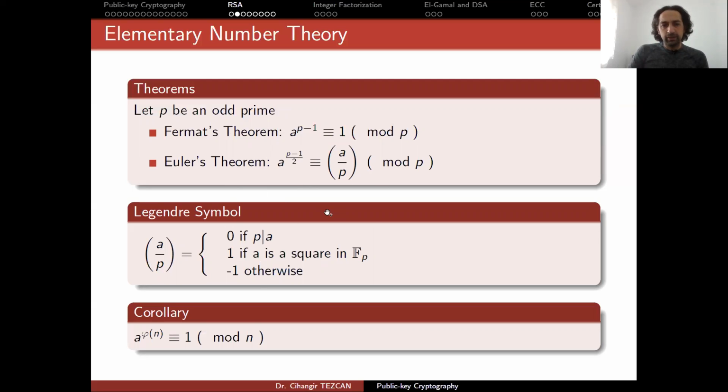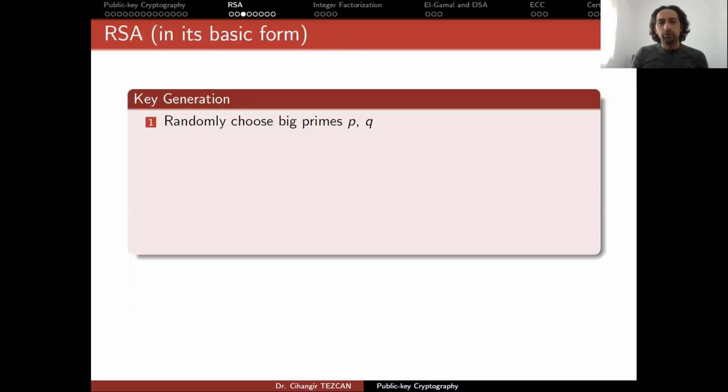These results actually have the following corollary: a^phi(n) is equivalent to 1 modulo n. This is the thing that we are going to use for encryption and decryption in RSA. This would explain why the decryption works. But anyway, we needed these introductory results from elementary number theory. Okay, let's keep this in mind and move on to RSA.